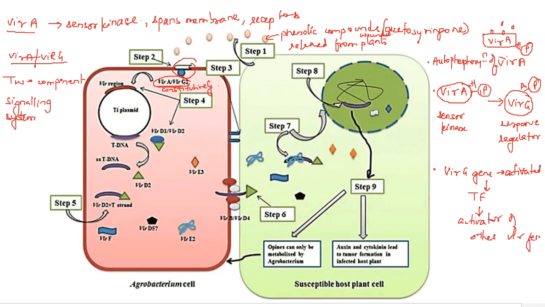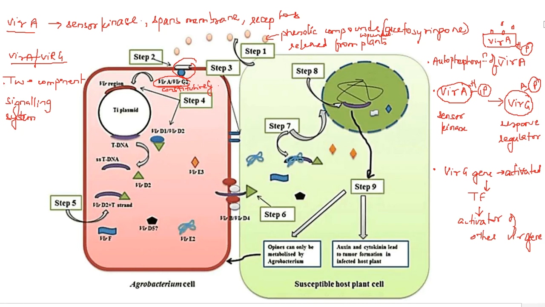So what are the initial few steps? The first step is that vir A and vir G genes are constitutively expressed, and vir A is a sensor kinase. It spans the agrobacterial membrane, and it is a receptor which senses the phenolic compounds released by the wounded plants. These phenolic compounds are what? Acetosyringone. Once vir A is activated, it activates the vir G gene, and vir A and vir G show the two component signaling system.